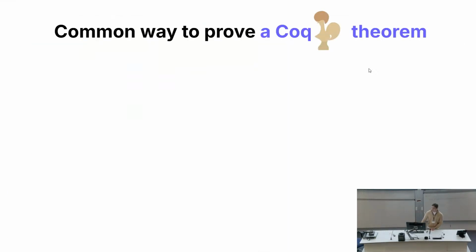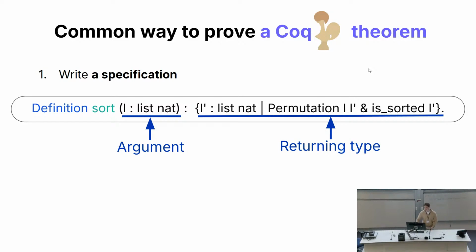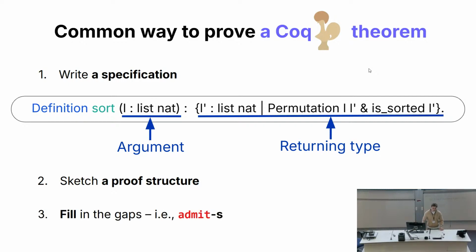So a common way to prove a Coq theorem would be first to write a specification, and it's once again the theorem that states that if we take a list as an argument, we can yield a type that is also a sorted permutation of the input list. To write the proof, the common setting would be to write the high-level structure of the proof and sketch the main steps and leave some blank spaces, which in this case would be the special tactic admit.